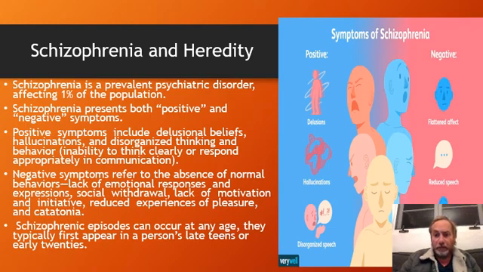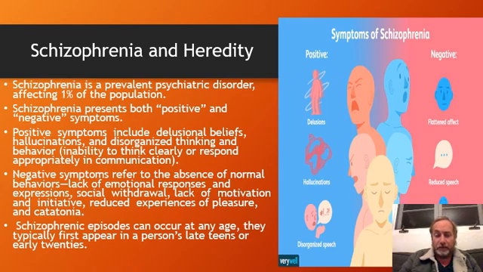So for the first model, we are going to use a study of schizophrenia and heredity. So, schizophrenia, prevalent psychiatric disorder. I'm almost certain all of you have heard of it, right? It affects about 1% of the population. It's diagnosed using both positive and negative symptoms.